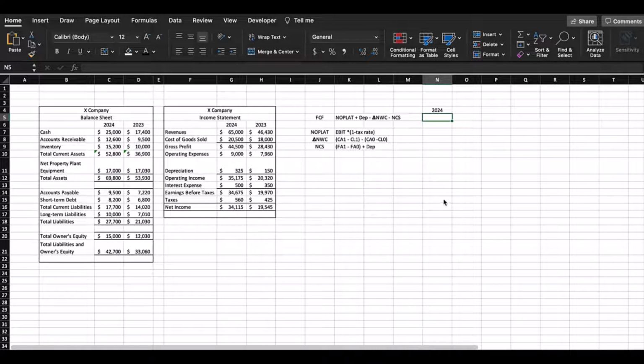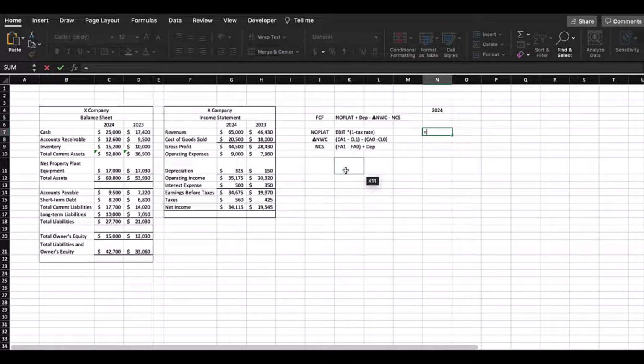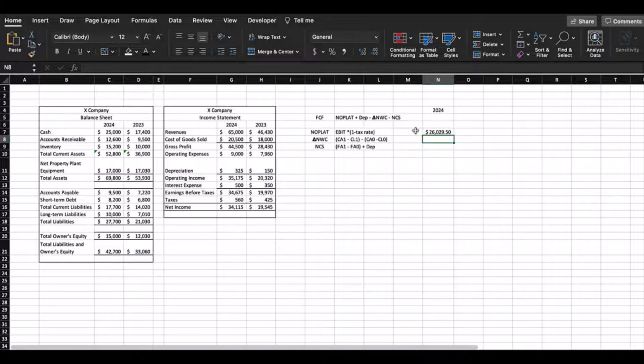And so if we were going to start by calculating our NOPLAT for 2024, we can take our EBIT, or operating income, and multiply that by 1 minus our tax rate. And if you don't have an explicit given tax rate, it's always safer to assume that the tax rate is 26%. And this changes in the economy from time to time, but as of now, it's safe to say that 26% is the tax rate. So we can do 1 minus 0.26. So we can see that our NOPLAT comes out to about 26,000.